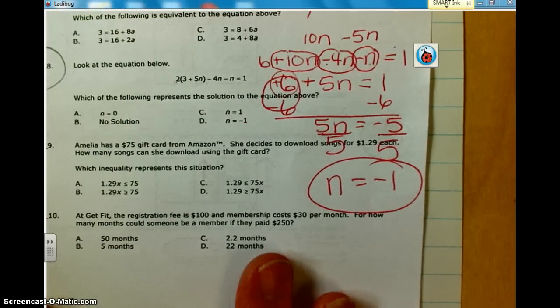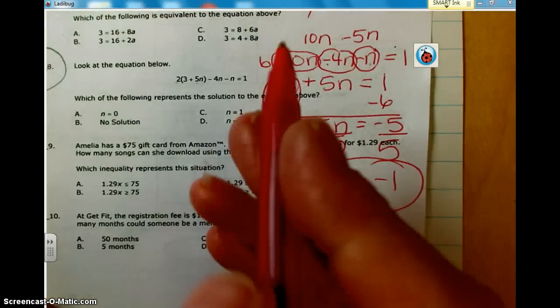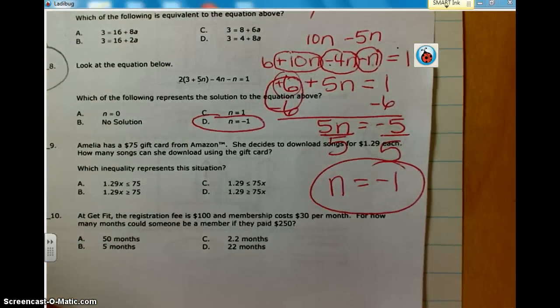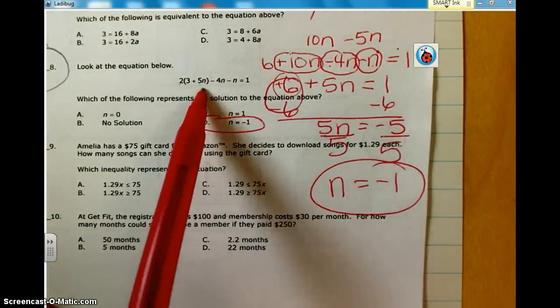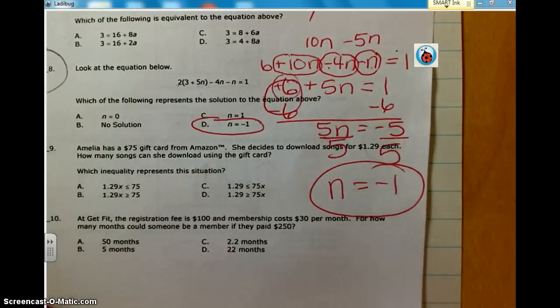Negative 1 is the number that when I substitute it back into the problem, the left side of the equation will have the same value as the right side of the equation.